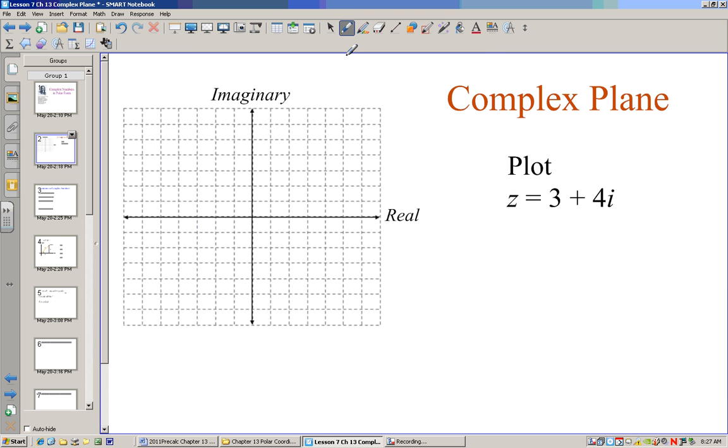Now, the complex plane, what we do is we put anything that's a real number on the x-axis, anything that's imaginary on an imaginary axis. So this point 3 plus 4i, we move 3 to the right and 4 in the imaginary direction. So our point would be right there.